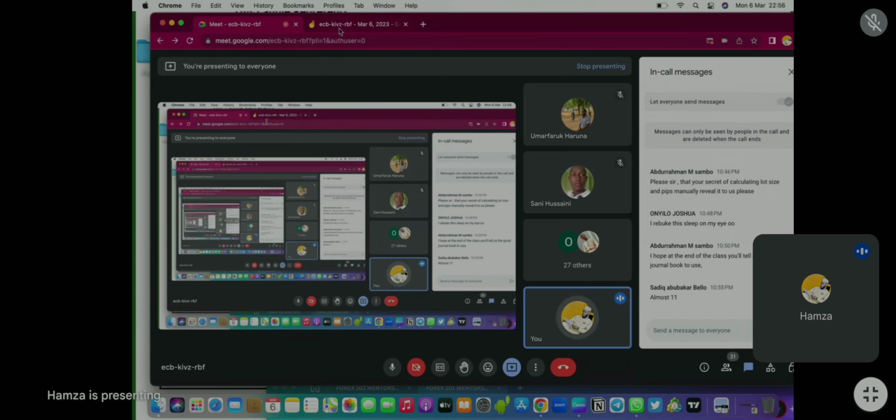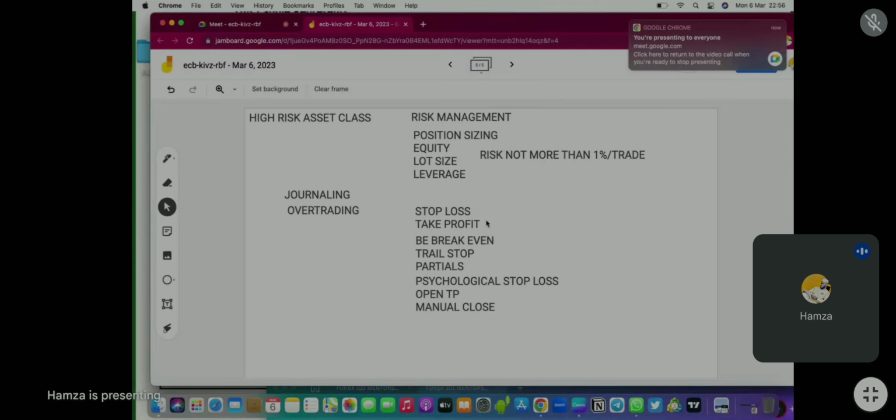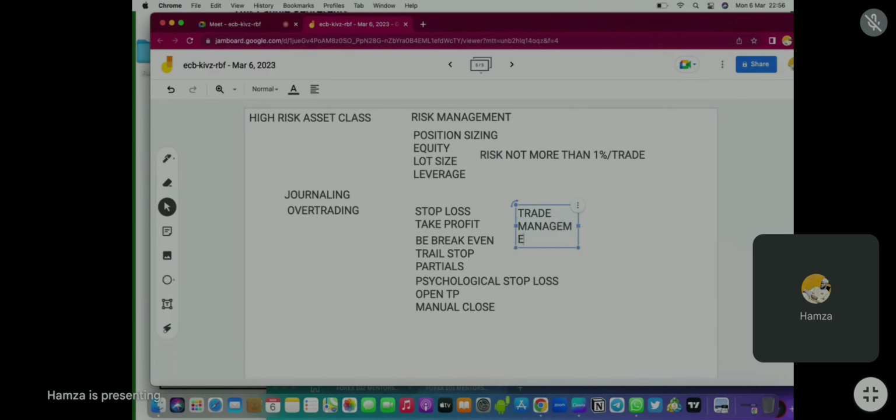the idea of risk management and trade management. Listen, these are two interchangeable terms that you need to be aware of. Guys, my job is to make sure you are aware of all of these things. My job is not to make sure you become masters of these things, because it's really impossible for me to help you become masters within a shorter period of time.